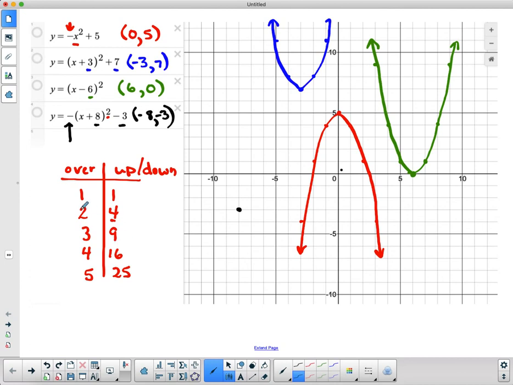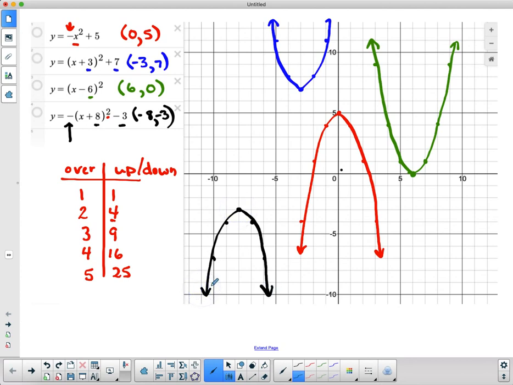Now remember, this pattern just came from squaring whatever I went over. Over 1, up or down 1 squared. Over 2, up or down 2 squared. Over 3, up or down 3 squared. And so on and so forth. So over 1, down 1. Over 2, down 1, 2, 3, 4. And I won't be able to put 9 on here, so we'll just draw a nice smooth parabola through there.